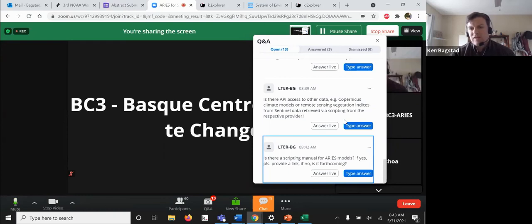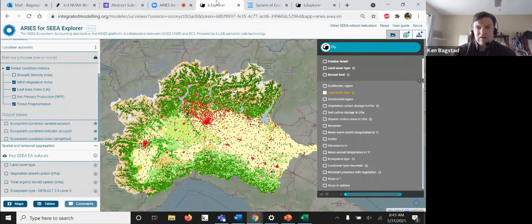And that might be really interesting for countries to think about, because one of the points of ARIES for SEEA is that national statistical offices in countries are going to be able to compile better and better ecosystem accounts. So for people working in, in your case, the Philippines, for instance, if you can contribute some local data that improves the analysis next time around, that's great.